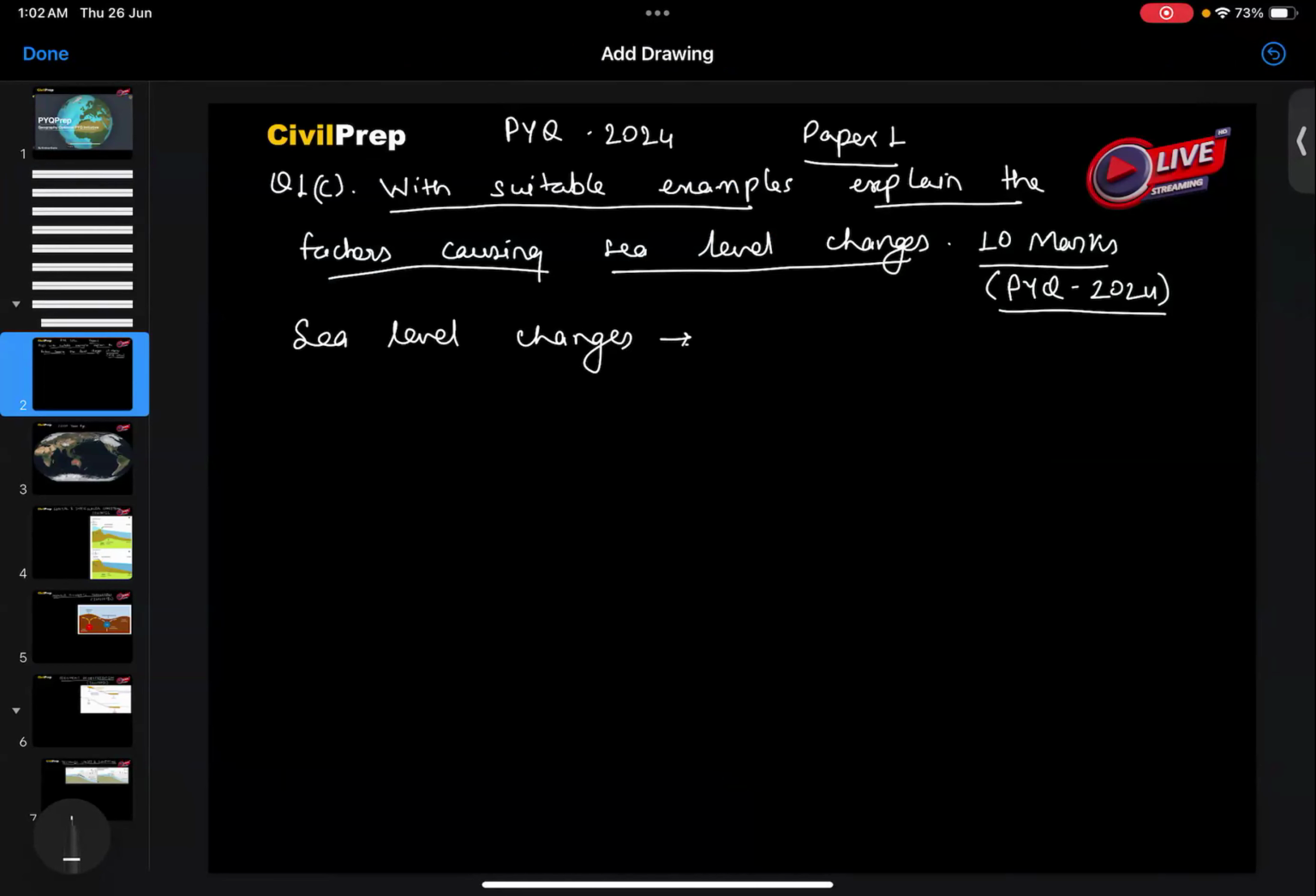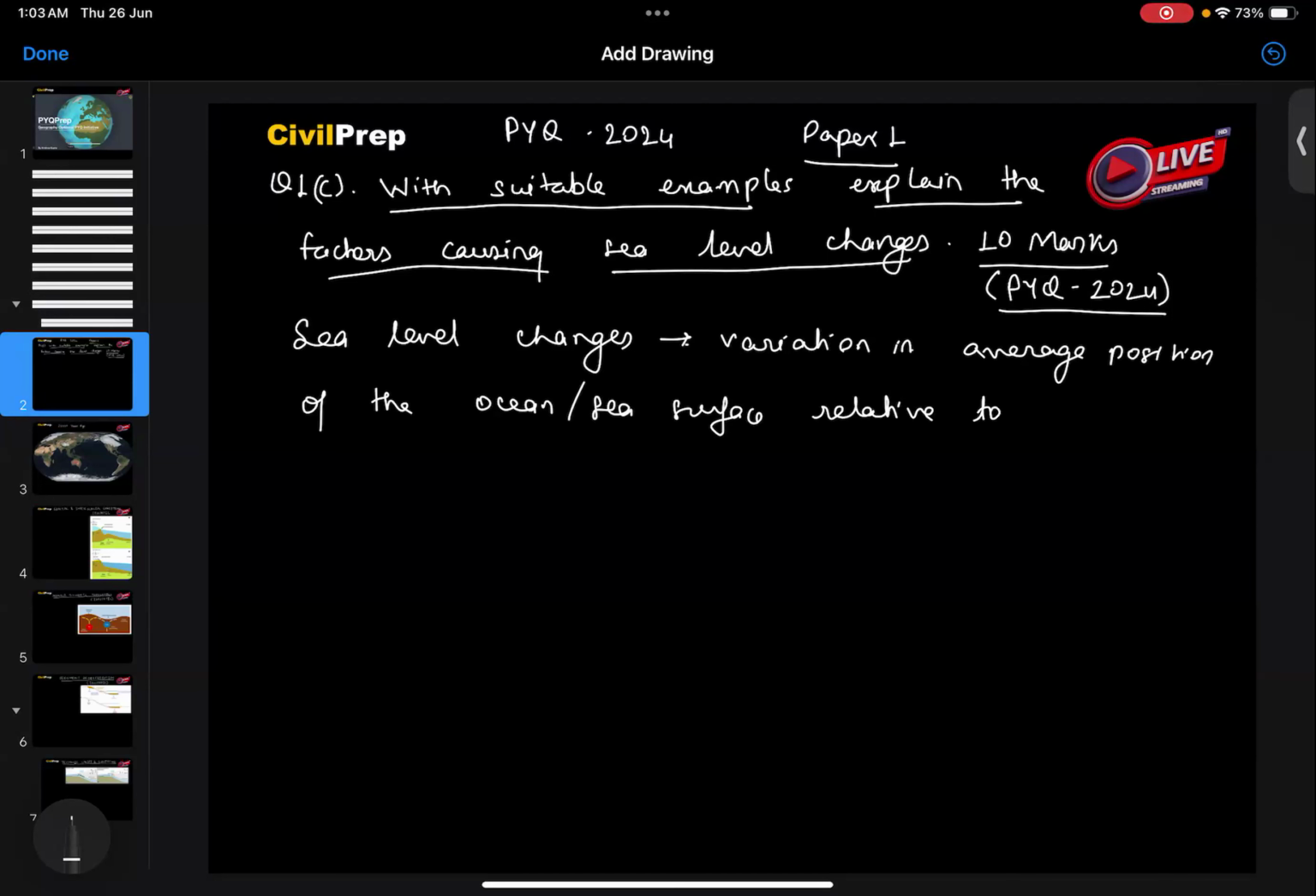Sea level change is the variation in the average position of the ocean or sea surface relative to the land. So this is the major aspect here.